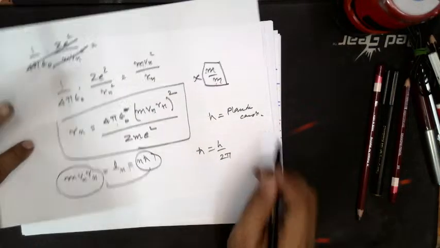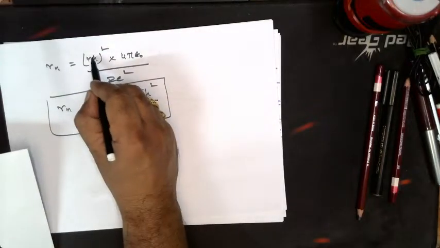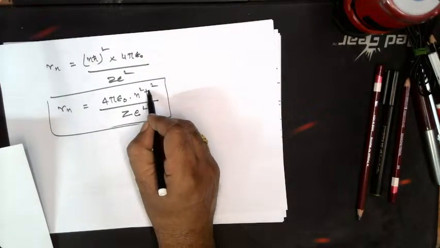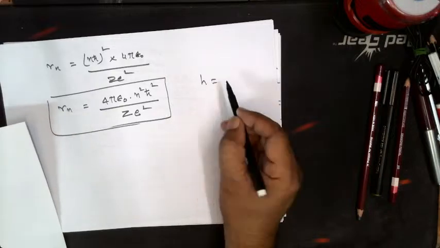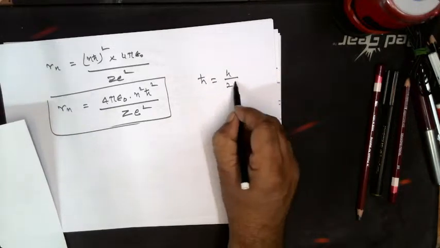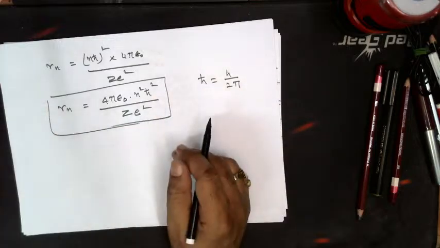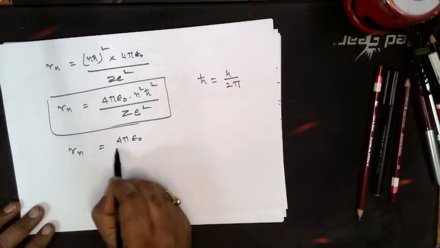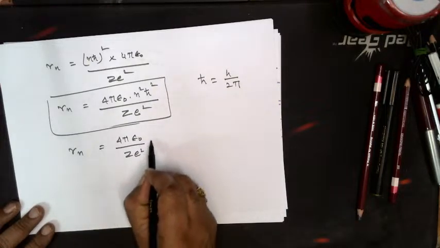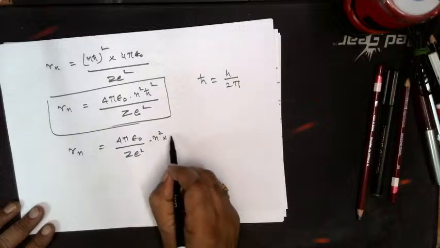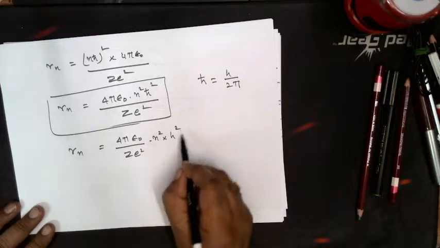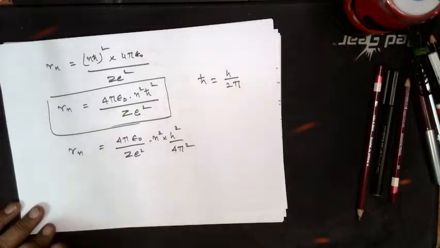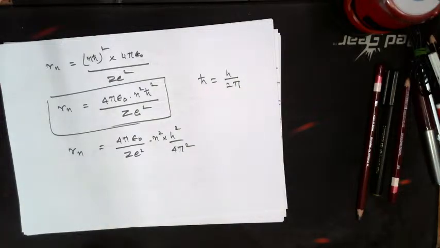Okay? So first we introduce n squared h cross squared. Now you can substitute this. H cross is nothing but h by 2 pi. Am I right? Now you can introduce once again. So Rn is equal to 4 pi epsilon naught divided by Ze squared into n squared into h cross squared, means h squared divided by 4 pi squared, right? Because 2 2s are 4 and pi squared.